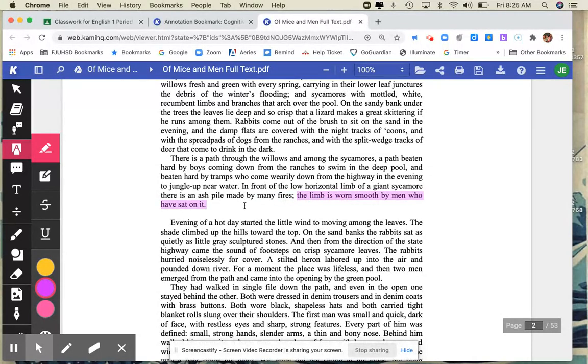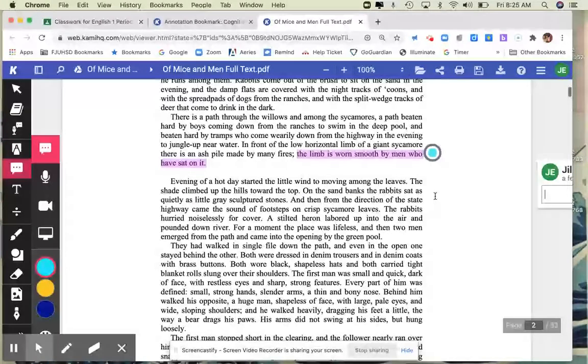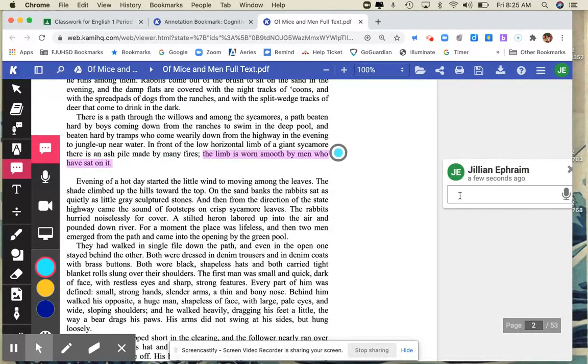And the highlights and where you take annotations is really dependent on your interpretation of the text, your inferences. There is no bad analysis as long as you're using the skills and matching the skill or the piece of evidence with the essential question we're working on, with the topic or theme that you're trying to address with the whole module. So I chose this. The limb is worn smooth by men who have sat on it. I'm going to write a comment here. Right now I'm using Kami, but you can write these annotations with any text.